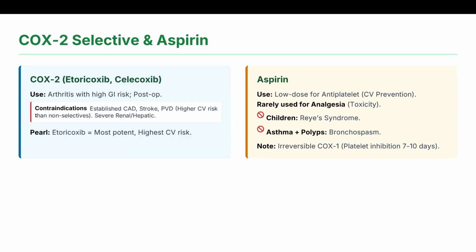Aspirin, at a low dose, is used as an antiplatelet, which is universally used for cardiovascular prevention. It is rarely used nowadays for analgesia because of its toxicity. In children, it may lead to Reye's syndrome. In adults, it may lead to exacerbation of asthma and nasal polyps and can lead to bronchospasm. It is an irreversible COX-1 inhibitor, so it has an effect of platelet inhibition for 7 to 10 days.